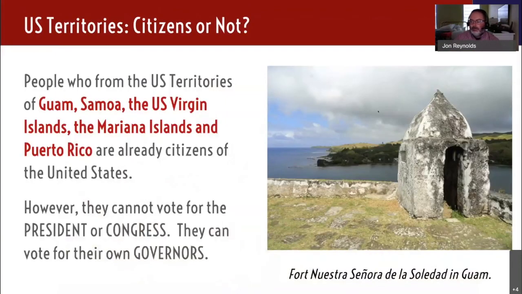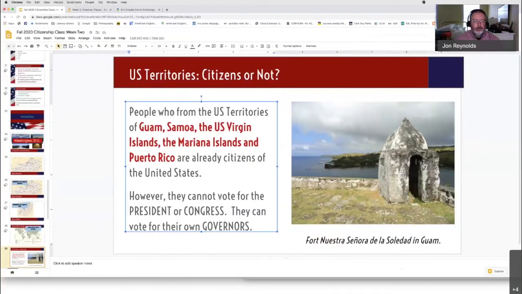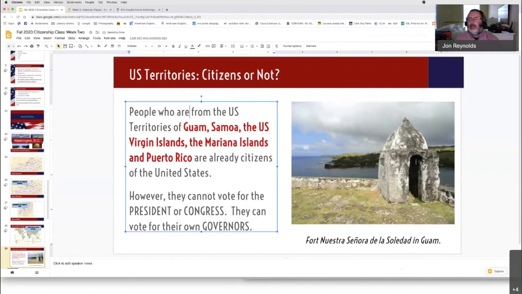Now, students want to know, okay, well, Mr. John, what's the difference between a territory and a state? Well, one thing we need to remember is that a territory does not get to vote for president, but they are citizens of the United States. So I want to make sure this is clear because even Americans every day are confused about this. So if you'll notice here on the screen, I'm going to read this next part. I'm sorry, that should say people who are from, let me fix that. Sorry guys, I changed it at the last minute and I forgot to fix it.